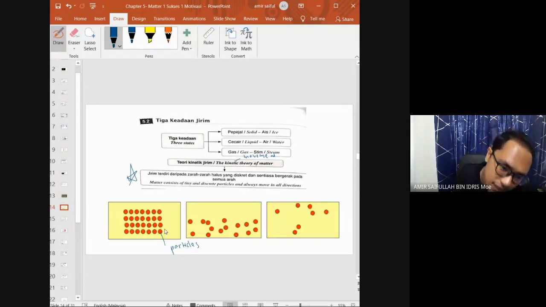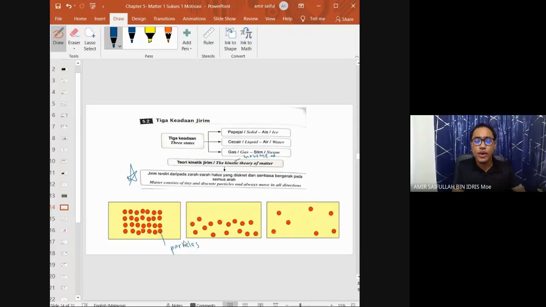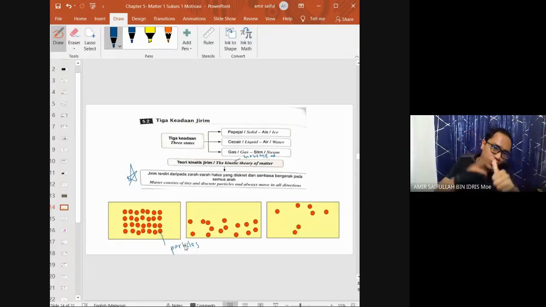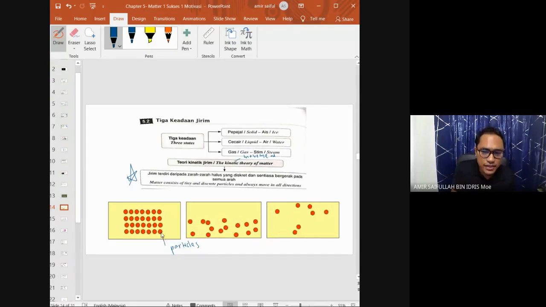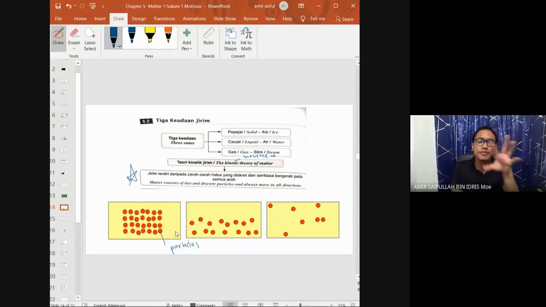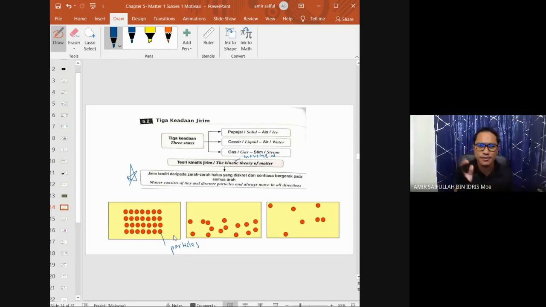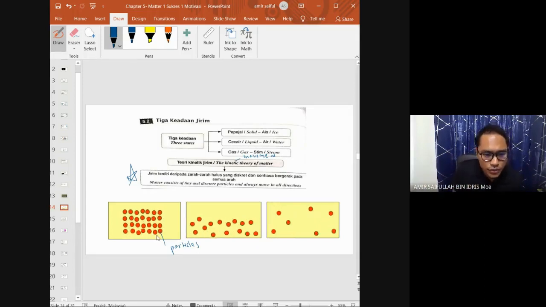In chapter 6, you will learn what is inside the particle: proton, electron, and neutron. But now you just need to know this is known as particle. It is actually an atom, but in chapter 5 we introduce it as particle first. Later we will see what the particle name is, whether it is atom or molecule. But now we will call all of this particle.